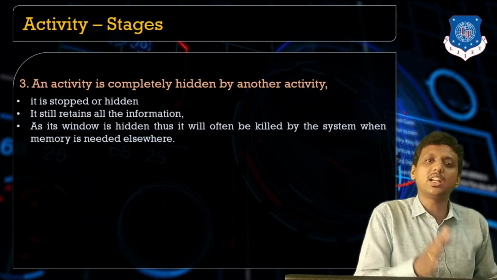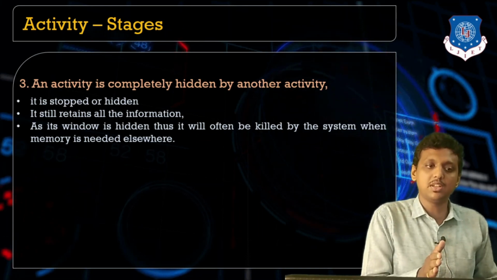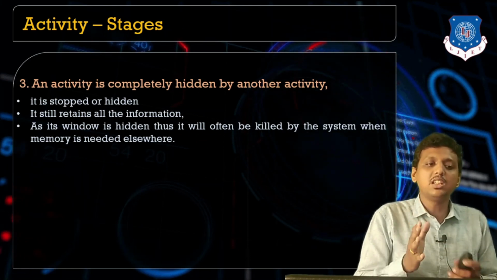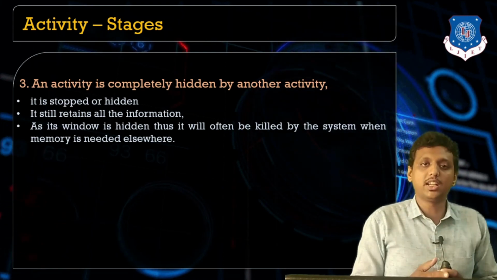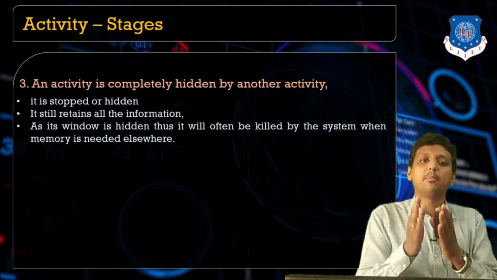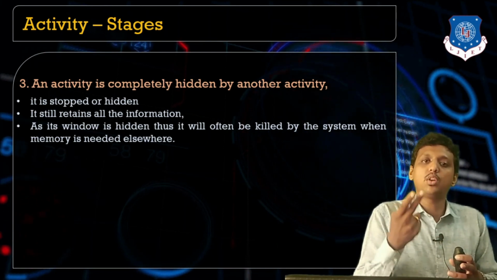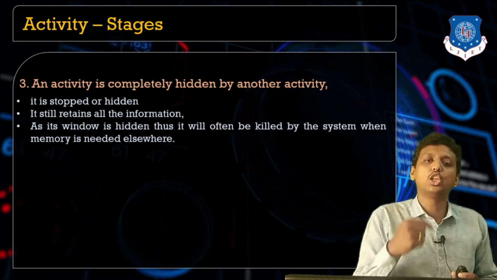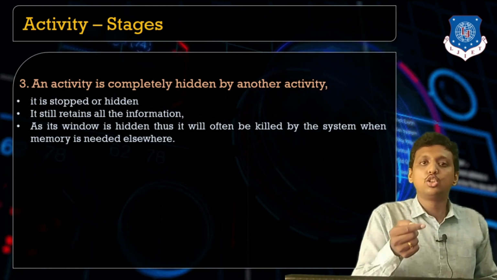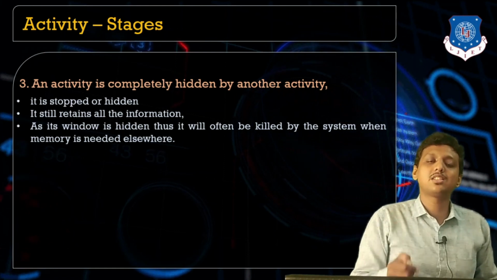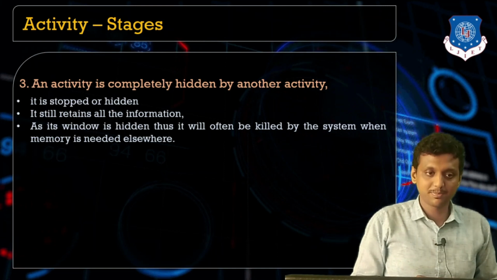It can be stopped or hidden. It also retains all the information of the previous application, but the window is hidden. So we can say the system may kill that particular activity. See, if I am running one application, WhatsApp, and I am running another application, Instagram, and I switch from one app to another, then if for a long time my activity is still in memory, it may not be possible to access the other application. Our system automatically kills that particular activity and resumes the other ones.